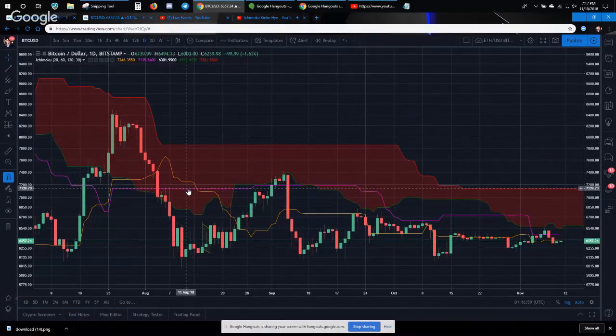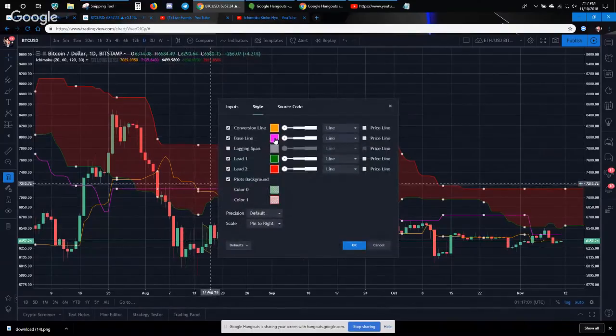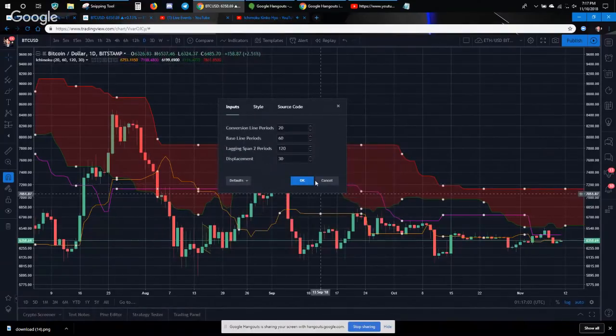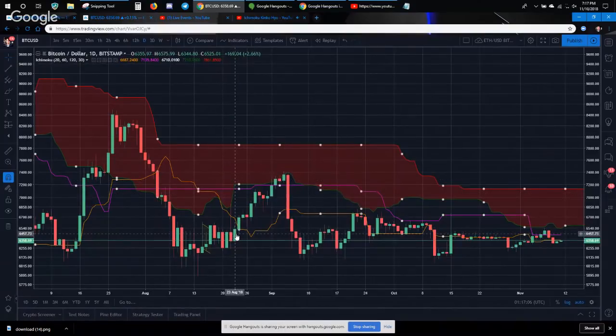The next component is the Kijun-sen, which is the baseline here in pink. Mine is set on 60, as can be seen there. But this line is the midpoint of the 60-period high-low range, 26 if you're on traditional. This can be used as a confirmation line, also a major support and resistance line. I really like the Kijun as a major support and resistance. When we do break it, it's typically a gigantic move, as can be seen here, even though we've broken above it and then broke below it.